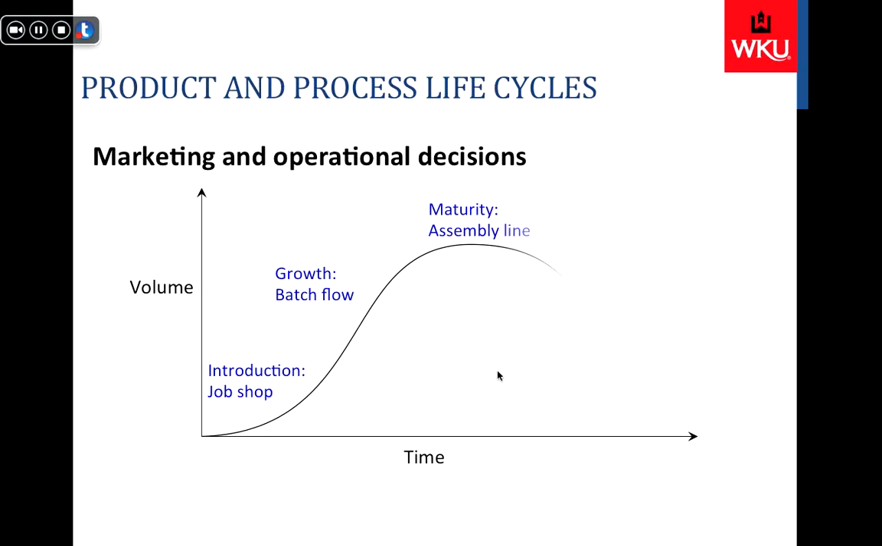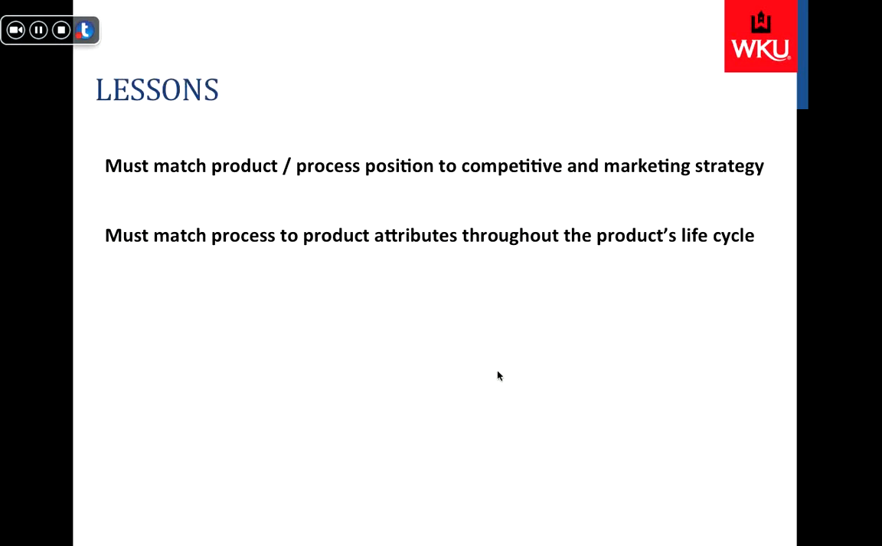Okay? And if you look at the life cycles of the products for marketing and operational decisions, first, when you introduce the product, it's going to be mostly job shop, and then when you grow the sales, it's going to be a batch flow, and when your product matures, it's going to be assembly line. And then because of the life cycle of the product, the operational decisions will decline because of the decline of the sales.